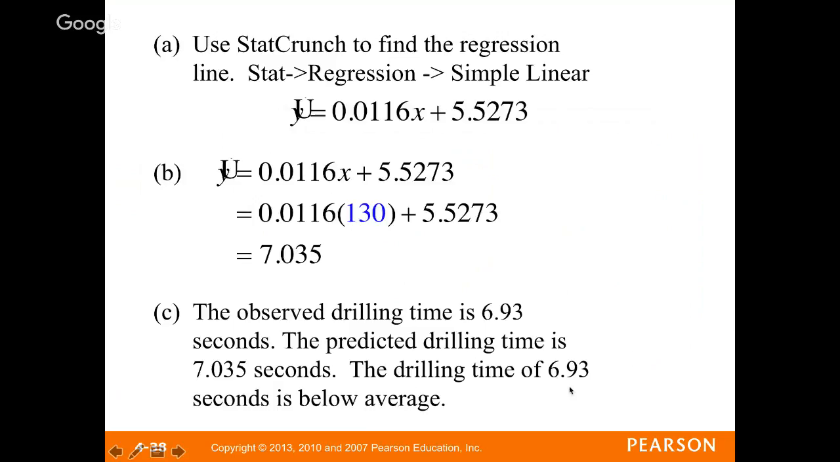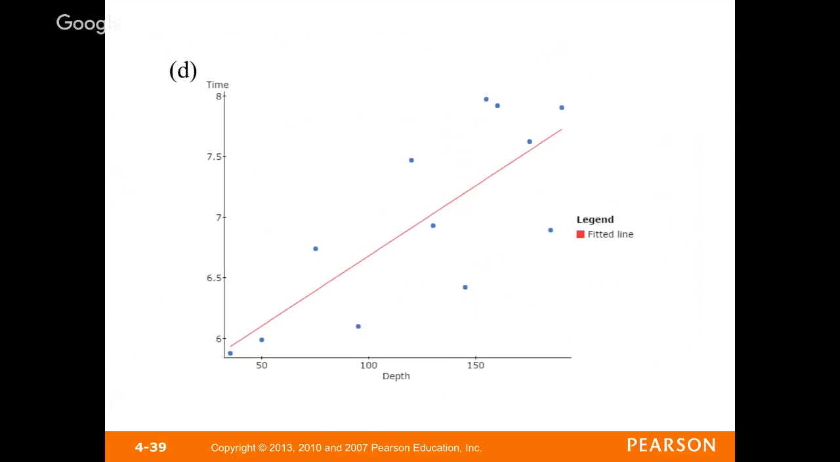So what we observed is actually below what we would expect. Again, just as a reference point, same graph. I think the drilling time right here is 130. So notice it's below that best fit line. So again, the observed value was actually less than expected for this.